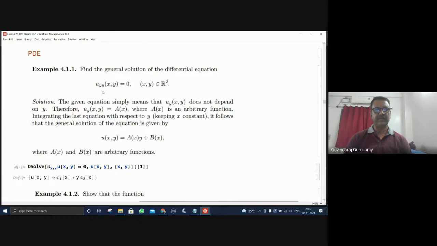For example, you look at this one. This given equation simply means that u of x, y does not depend on y. This looks very strange, but it's nothing great here. Because the first derivative with respect to y does not depend on y, it can only give 0 when you go for the second derivative with respect to y. Correct? You have to think it over.